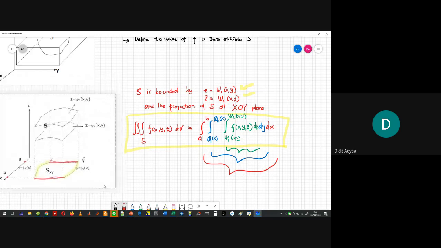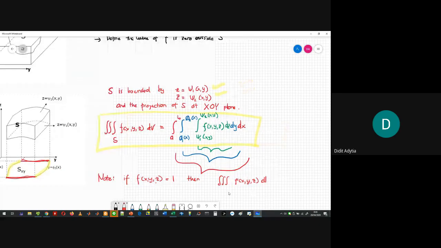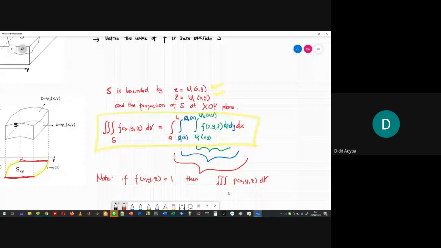Nah, jika ini ada note-nya, note, oke, if f(x, y, z) is 1, okay, then the integral of f(x, y, z) dV, this is the V, okay, represents the volume of a solid object.